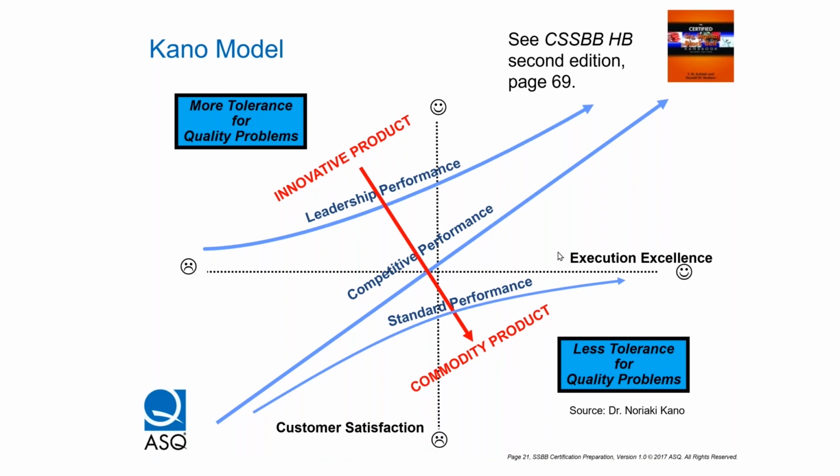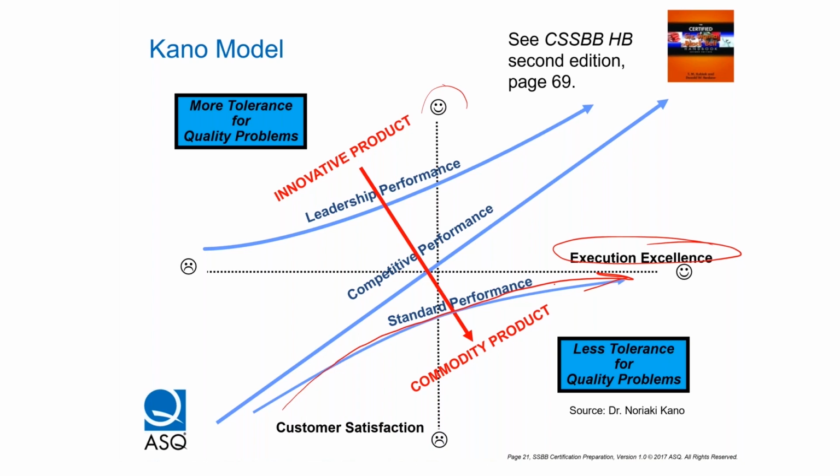The Kano model is one of the very intelligent ideas to prioritize what to have in your product or service, and what to invest in and what not to. What you see here is the execution excellence, how well the product works when you add things, and here is customer satisfaction. This one is standard performance.